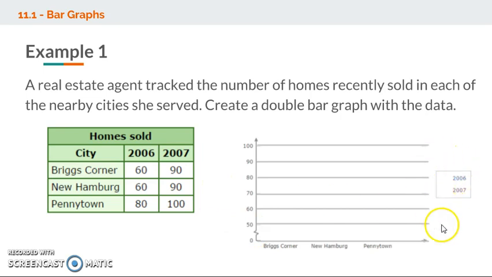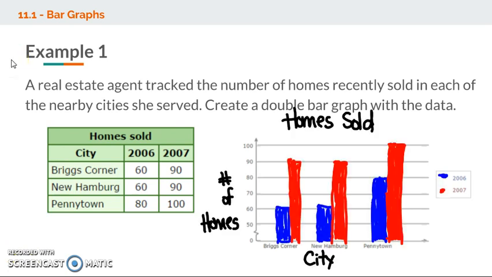Over here is our chart. All right, so 2000, 2007. Please pick a color for 2006, 2007. Put that in the key, and then you go ahead and fill this out. So go ahead and pause it now. Finish your bar graph, and then we're going to check it together and see if we have the same bar graph.